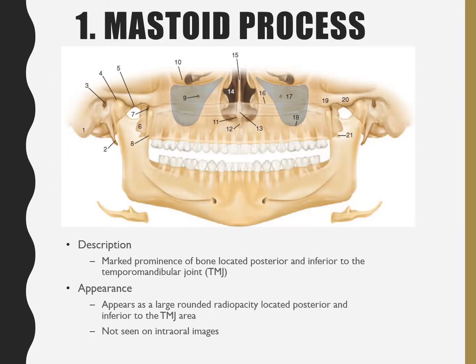So number one here you can see is the mastoid process, and it is number one marked on the illustration as well. It is a marked prominence of bone located posterior and inferior to the temporomandibular joint. On a radiograph, it shows up behind and lower than the TMJ. It appears as a large, rounded radiopacity located posterior and inferior to the TMJ area. And you'll never see it on an intraoral radiograph. You will only ever see this on a panoramic.